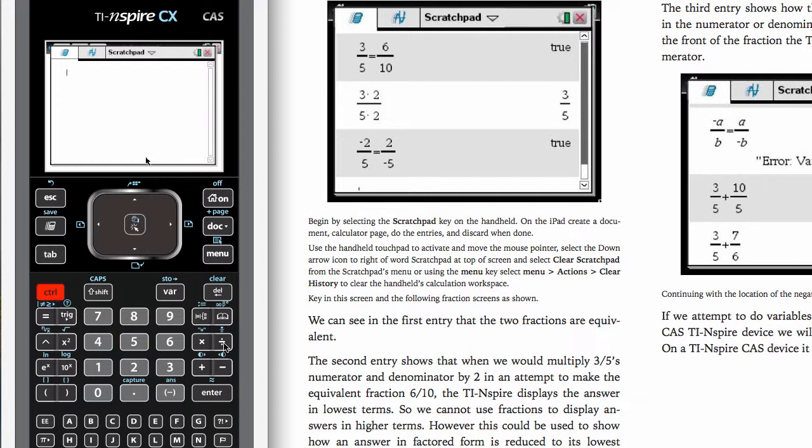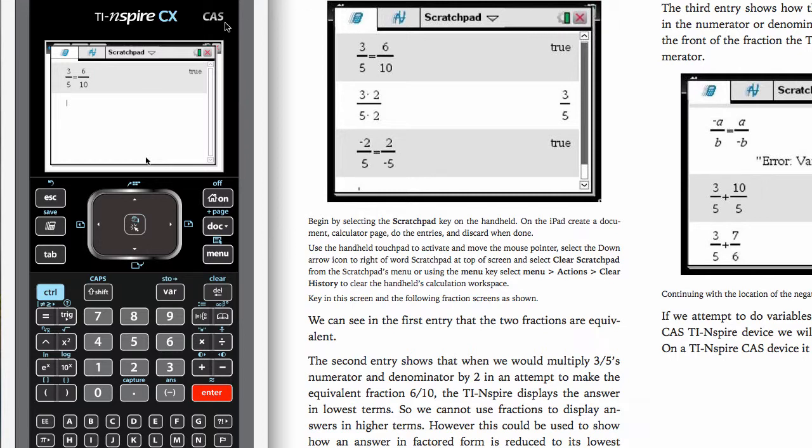So we can hit the control and the template, and we can put in 3 and then move down to 5, move over, hit equals, use the fraction template, put in 6, move down, put in 10, and see that this is true.